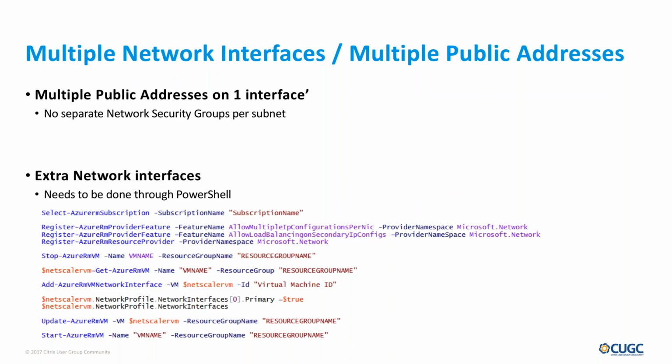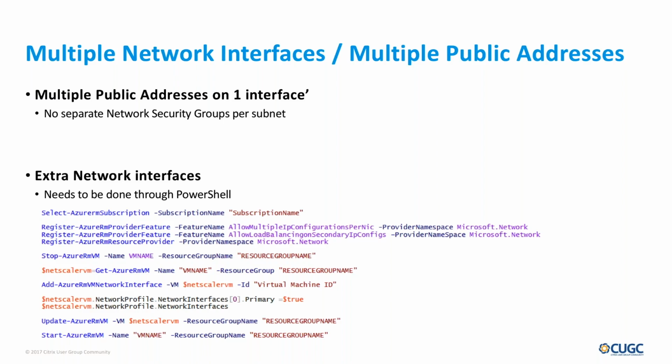So just looping back to the multiple network interfaces and the multiple addresses, there's two different ways you can do it. You can have multiple IP addresses on a single network interface in a VM in Azure, or you can have multiple network interfaces with individual IP addresses.